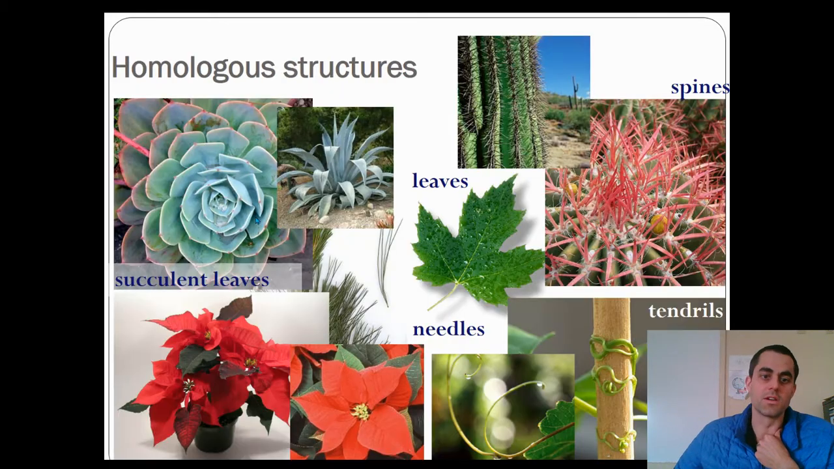Here's another example: we have succulent plants. They all have a really similar structure. We have cacti that have a similar structure. So those are homologous, as in they have the same internal structure. And they show that there's probably a common ancestor.